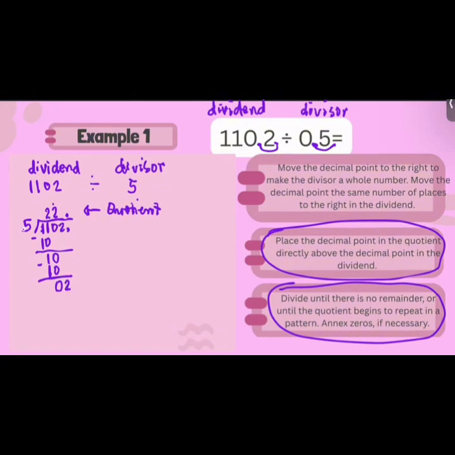2 divided by 5 cannot be done. If it cannot be, then we are going to put 0 in the quotient. Then, we are going to add 0 after the decimal point in the dividend and then bring it down. So, it becomes 20. Now 20 can be divided by 5. 20 divided by 5 is 4. Since it is 4, the answer goes right after the decimal point in the quotient. So, now let's proceed. 4 times 5 is 20.